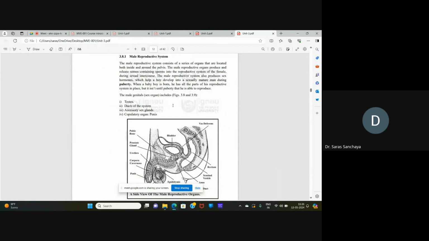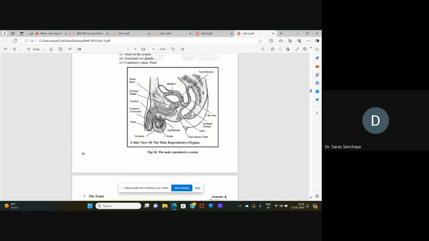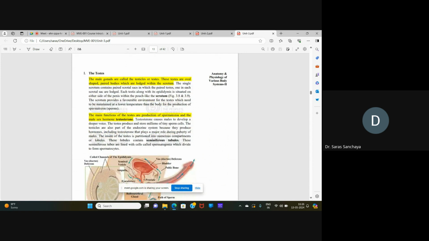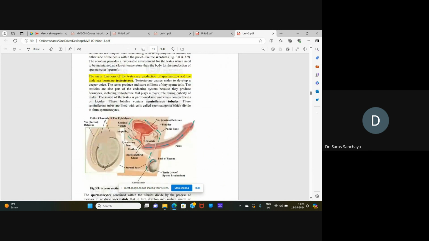So the male reproductive system consists of testes, ducts of the system, accessory sex glands, and copulatory organ that is called penis. So the testis is the male gonad and is called testicles or testes. These testes are oval-shaped paired bodies which are lodged within the scrotum. The main functions of testes are production of spermatozoa and the male sex hormone testosterone.